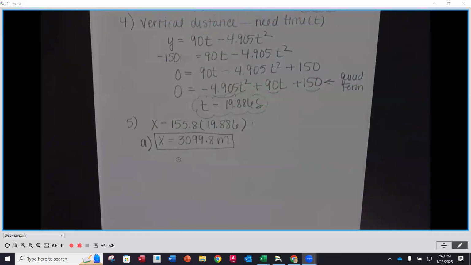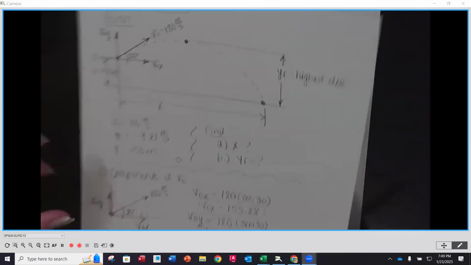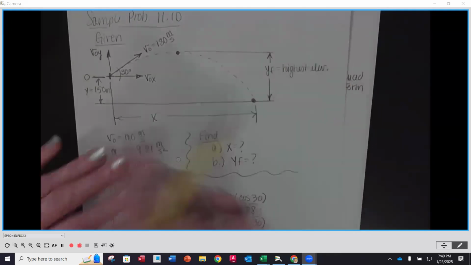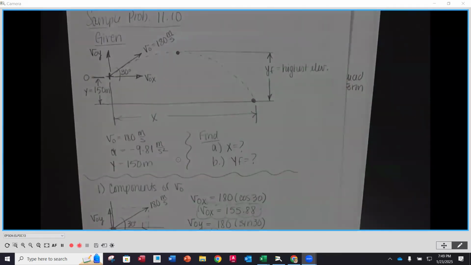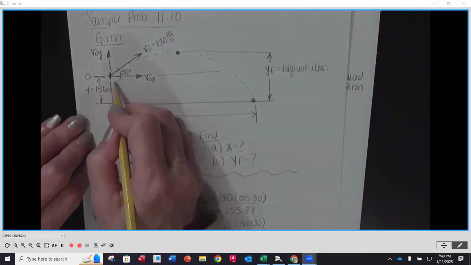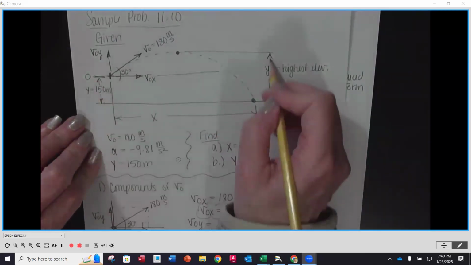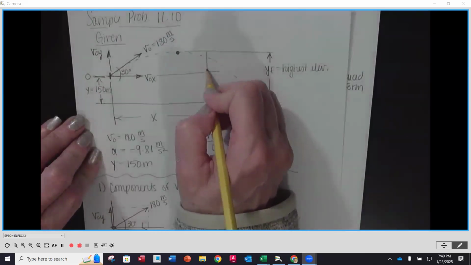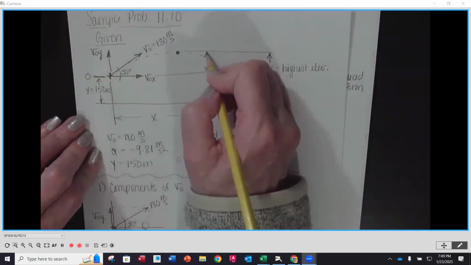Now the second part of our problem. Remember, it wants to know: what is the highest elevation from the canyon floor? So what we need to do is divide this into a couple of sections. There is the Y, the 150, which is part of the highest elevation, but then there's this Y here.